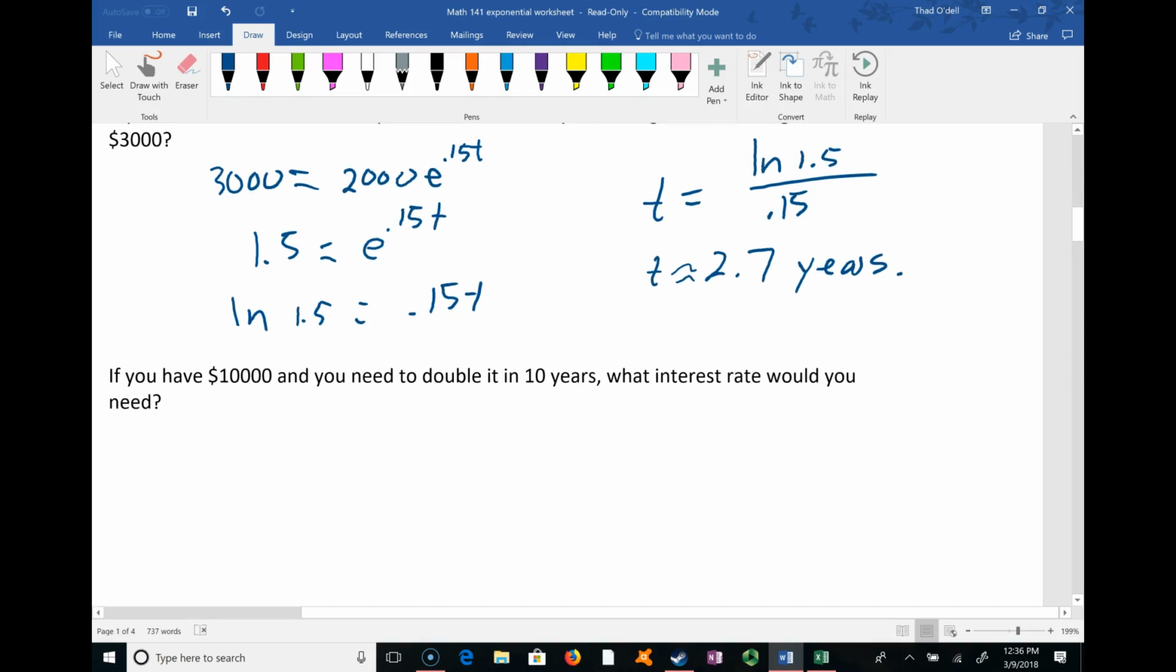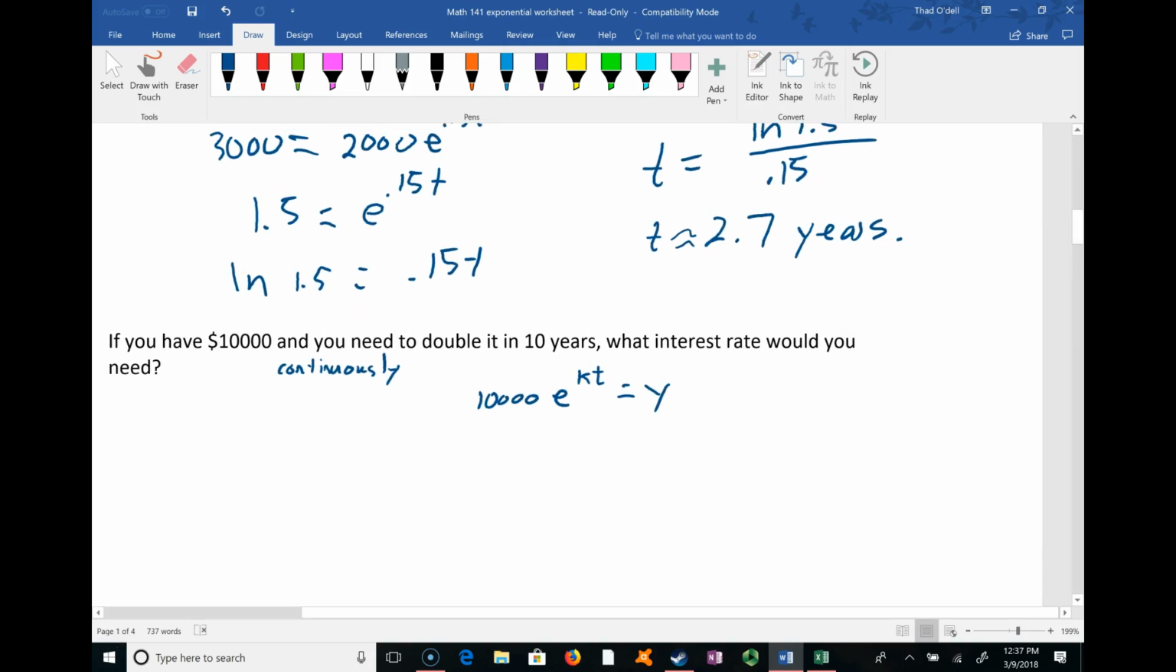Here's similar. So if you have 10,000, you need to double it in 10 years. What interest rate would you need? Now, this didn't say whether it's compounded continuously or not. So you could say, well, I'm going to think continuously, since I didn't say. So that means I'm going to start with 10,000. e to the kt is equal to y. Now the k is what I'm trying to find in this case.